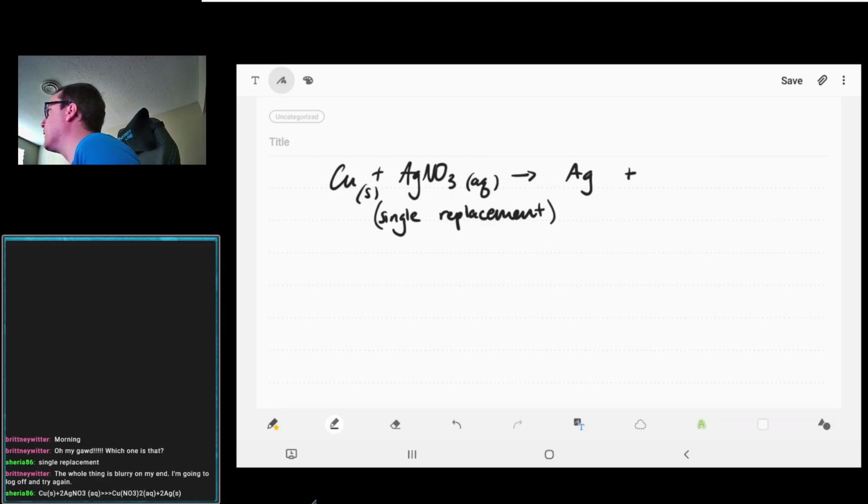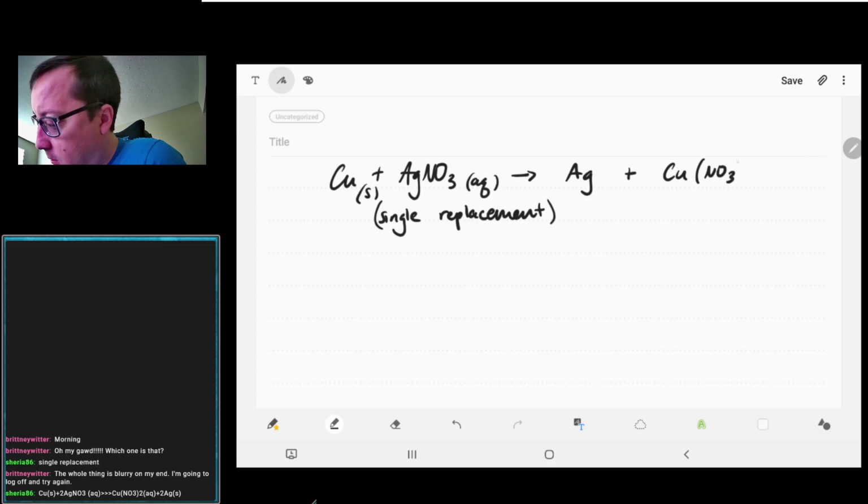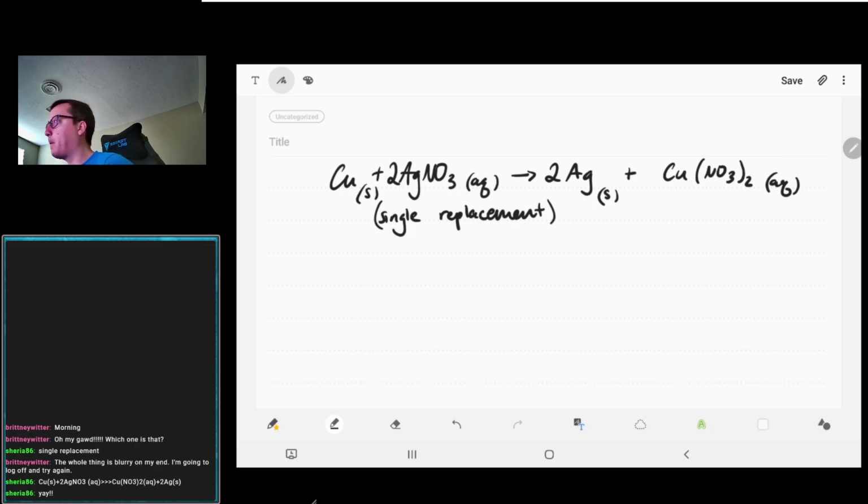Woohoo! Wow, Sherry not only did the predicting, but also the states of matter and the balancing. Very, very nice. Yes, so you're correct, Sherry, with all of that.